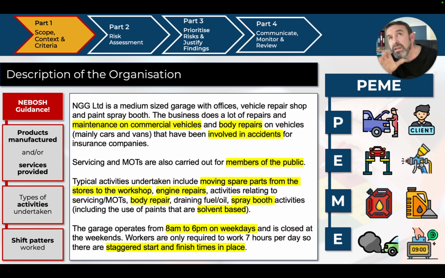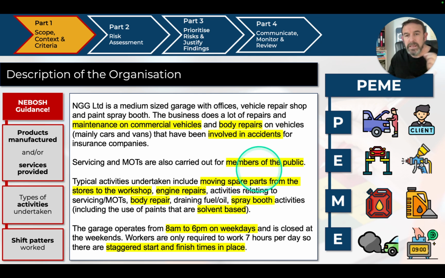In the illustration they give in the guidance, we can see a number of words: body repairs, involved in accidents. So if we were planning that, involved in accidents, does that mean we recover vehicles at 2 o'clock in the morning, maybe on our own, maybe on a motorway, maybe in the rain? Lots of questions that we would then need to ask members of the public.